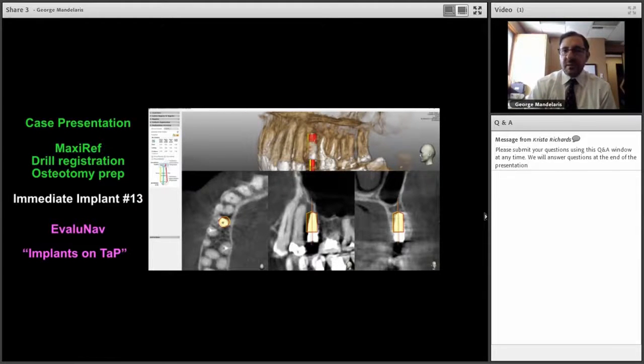Unfortunately, it does require another cone beam, but I can see how good I am, and I don't have to have an academic research center or send this off to a place that is more of a research module that we really wouldn't have in private practice. Evalunav is actually embedded in the software program, and you can register a pre-op plan with your post-op outcome and see how accurate you are from an entry point and an axis deviation.